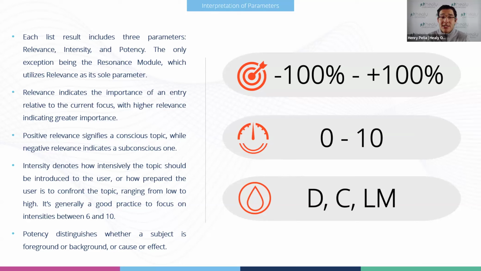So keep in mind, every single module, with the only exception being the resonance module, will give you 3 different parameters. The resonance module will only give you relevance, which is the one you can see at the top, but everything else will also have the intensity and the potency. The relevance, which can be either positive or negative, will basically tell you how important a particular topic is. Keep in mind, though, that if it's a negative value, that means that it's a subconscious topic.